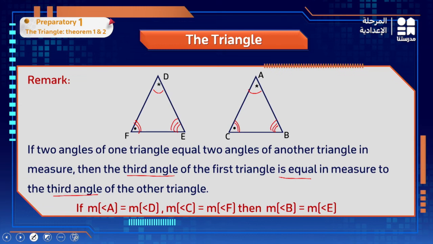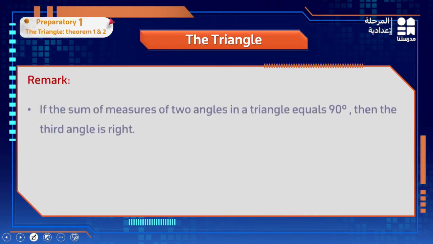The measurement of A is equal to the measurement of D. The measurement of C is equal to the measurement of F. Then the measurement of B is equal to the measurement of E. Okay, let's take another one.